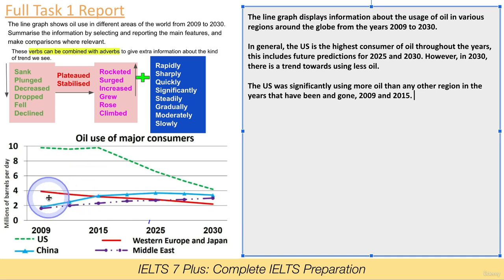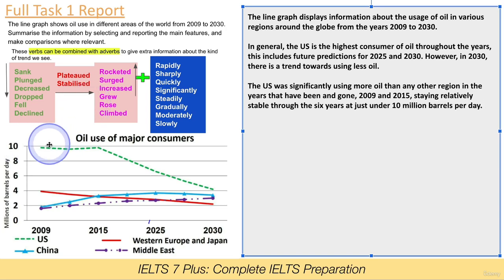Okay, so let's talk about maybe Western Europe and Japan. They follow, or maybe we can put in a figure actually, 2009 and 2015. Well, it's relatively stable. Staying relatively stable throughout, or maybe stable through the 6 years at just under 10 million. And then we'll look at the y-axis, barrels per day. Okay, so we're addressing the US here.